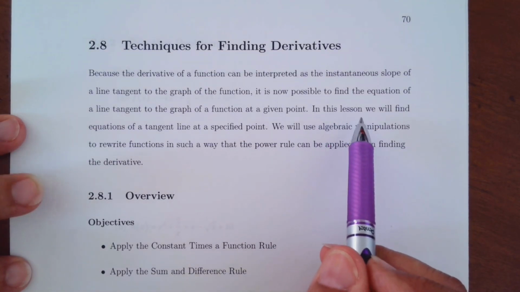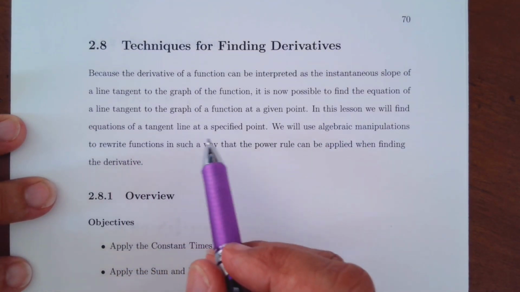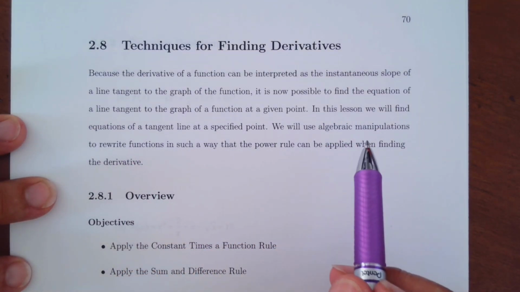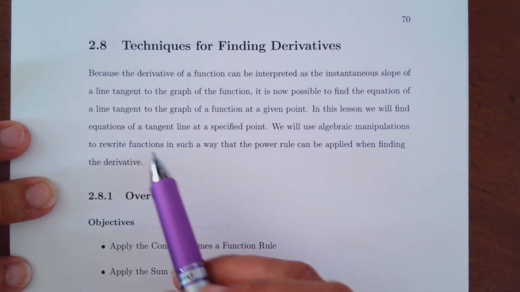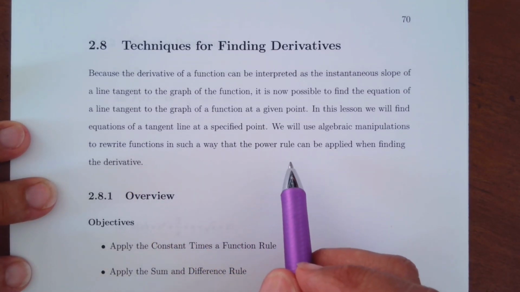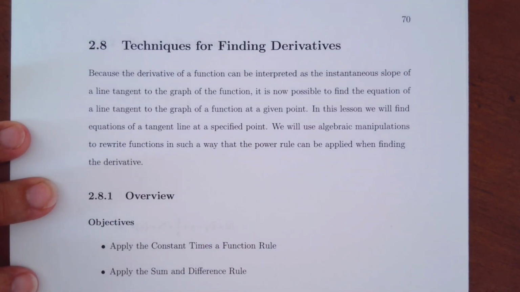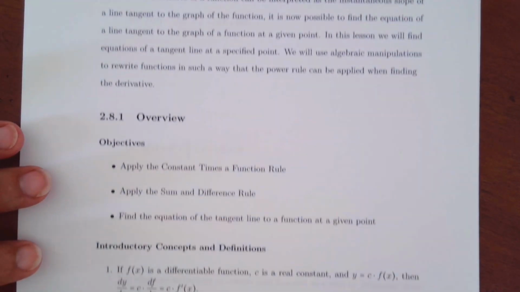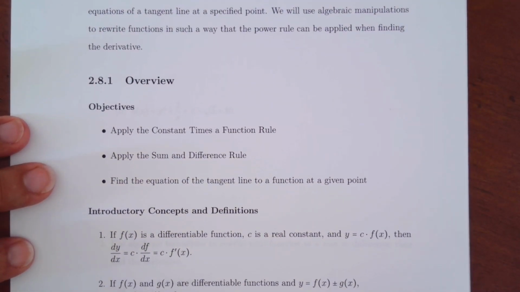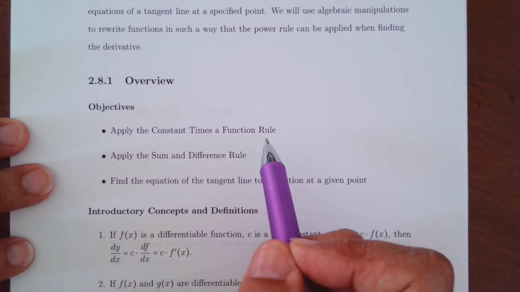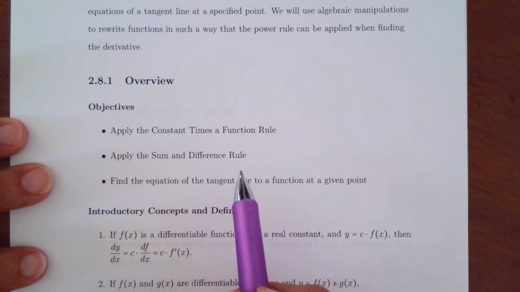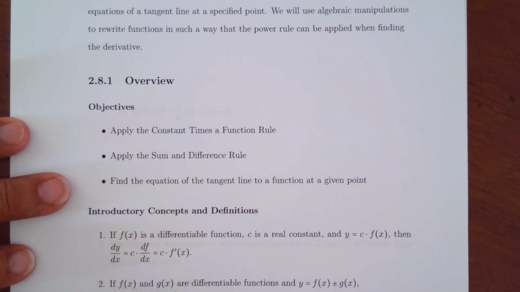So in this lesson, we will find those equations of tangent lines, and we will also manipulate some functions and rewrite them in a way such that we can use the power rule to find the derivatives. We're also going to be looking at some more polynomial functions to see if we can find derivatives. So today we're going to be applying the constant times a function rule. We're going to apply the sum and difference rules, and we're going to find the equation of tangent lines at a given point.